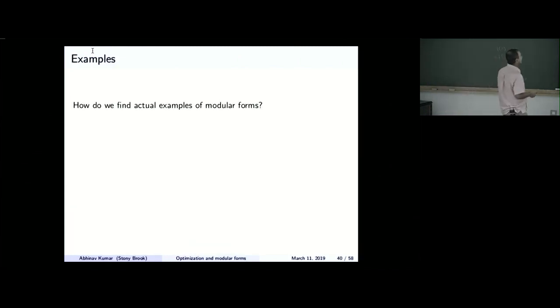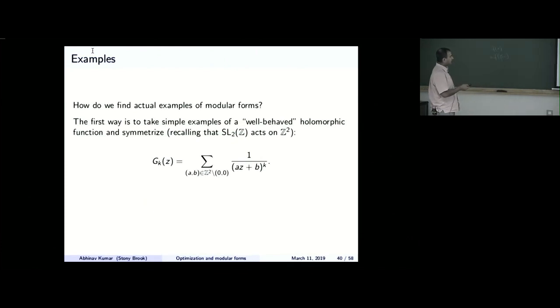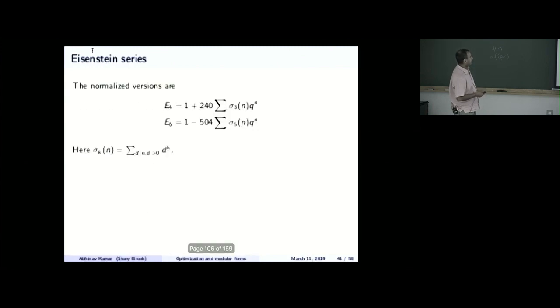And the other generalization that we need is that they have to be quasimodular, which I'll get to in a minute. But if you want to write down examples of modular forms, the simplest way is to take some function and symmetrize with respect to SL2Z. For instance, if you symmetrize 1 over (az plus b) to the k, you get what's called the Eisenstein series.